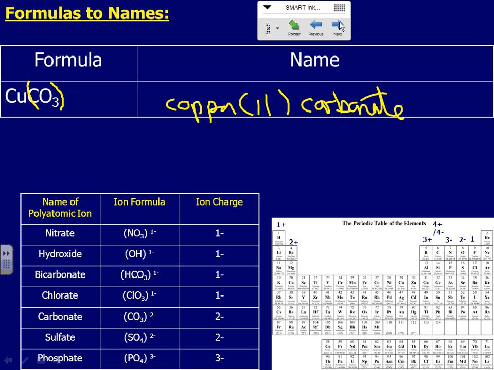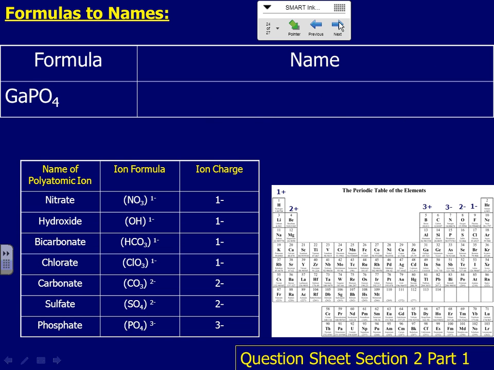And that's where the brackets become tricky. Stick them in if they help you think it through. Okay? All right. Good work.